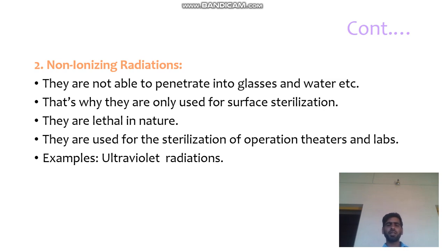And we know that operation theaters are the places where a large number of microbes are present. That's why, to limit their growth, we use such types of radiations. But the main thing is that these radiations are lethal in nature. They have the ability to mutate the DNA of human beings and cause different types of mutation. That may be harmful mutations and result in different types of carcinogenic infections as well. These types of radiations are the ultraviolet radiations.